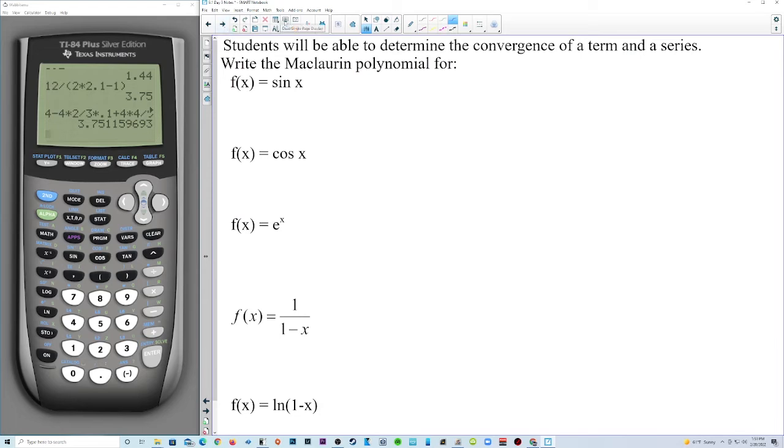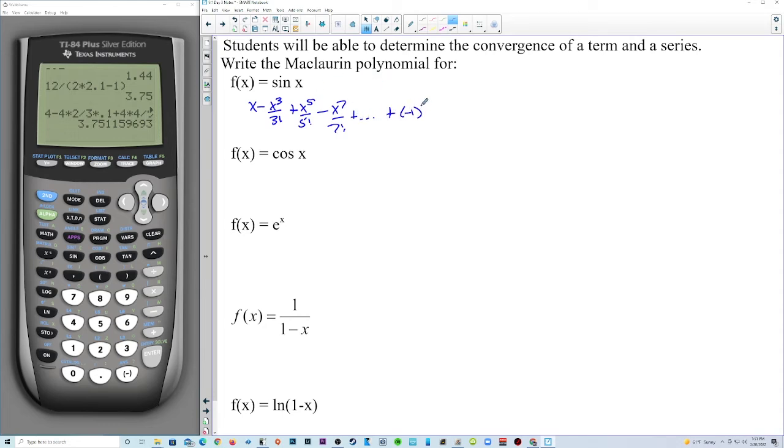Students will be able to determine the convergence of a term and a series. Write the Maclaurin polynomial for sine of x. Well, that's an odd function. We have x minus x to the third over 3 factorial plus x to the fifth over 5 factorial minus x to the seventh over 7 factorial, plus keep on going.